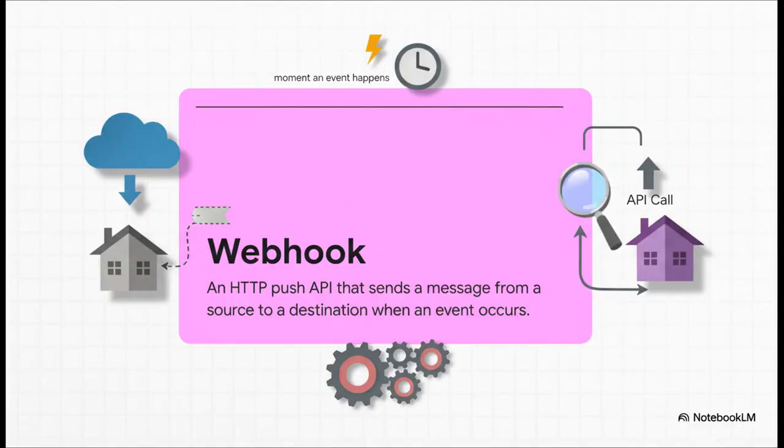And that, right there, is a webhook. It's this whole callback system in action. People sometimes call it a reverse API, which is a great way to think about it. Because instead of you constantly asking an API for information, the API calls you. It actively pushes the information out the second an event takes place.